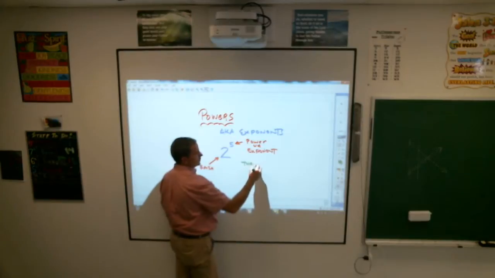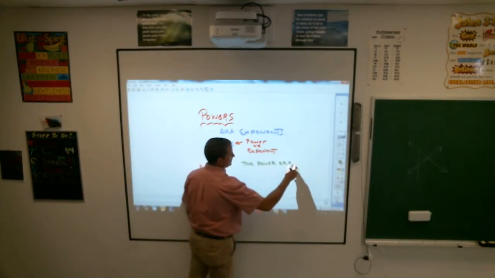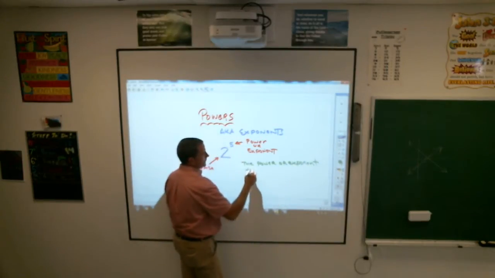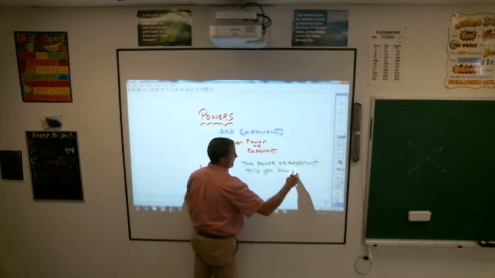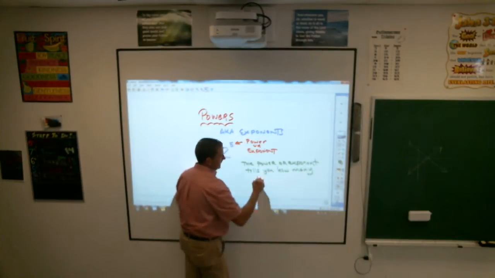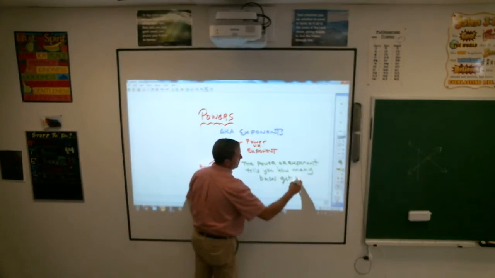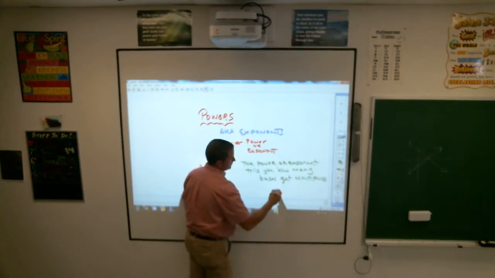The power or exponent tells you how many bases get multiplied together.